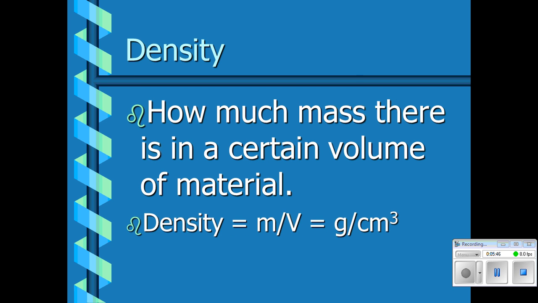Density: how much mass there is in a certain volume of material. The formula to find density is mass over volume, or M over V. The units you're going to use are grams, that's what the little g is, over centimeters cubed, because your answer for volume is going to be in centimeters cubed or in milliliters, like you talked about earlier. So when you get a number for density, you'll have either some number of grams over centimeters cubed, or grams over milliliters.